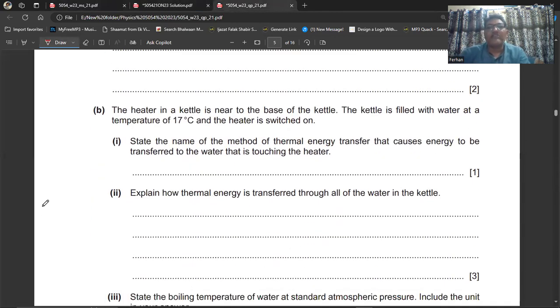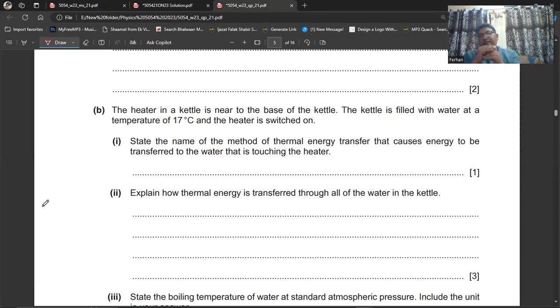Question number 3, part b. The heater in a kettle is near to the base of the kettle. The kettle is filled with water at a temperature of 17 degrees centigrade and the heater is switched on. State the name of the method of thermal energy transfer that causes energy to be transferred to the water that is touching the heater. You see, we have the heater, then the bottom of the kettle, the inner bottom of the kettle, and then you have water in the kettle.